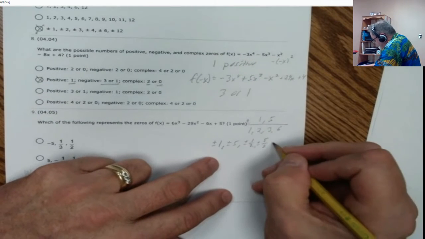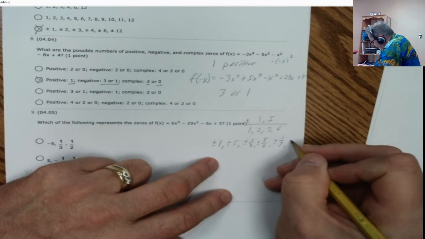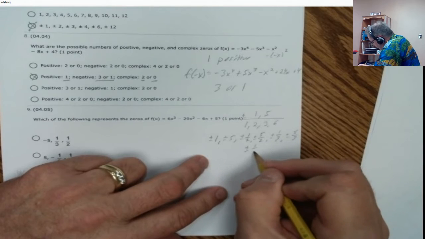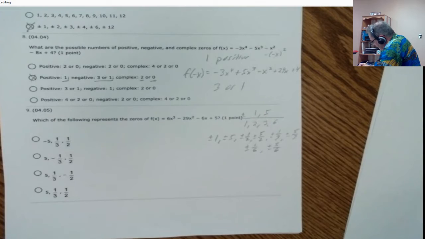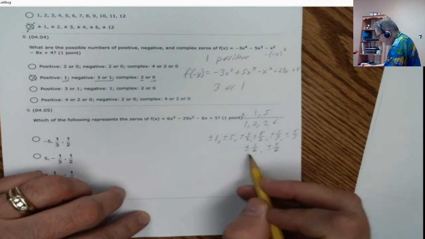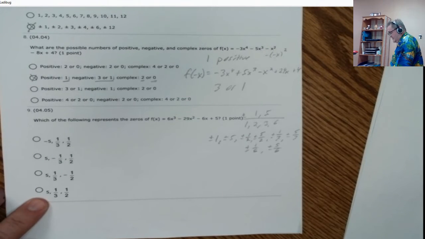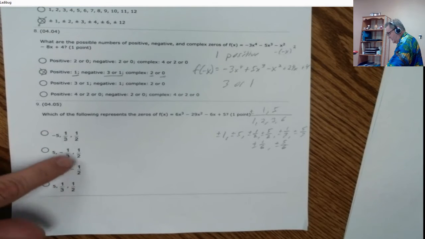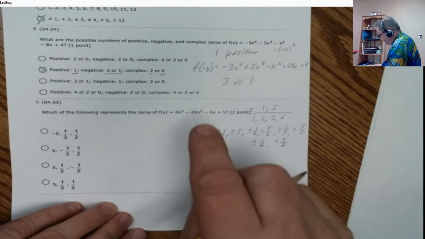Okay, and then we have plus or minus 1 over 3, and plus or minus 5 over 3, and plus or minus 1 over 6, and 5 over 6. So there's all the different possible real roots. 1, 2, 3, 4, 5, 6, 7, 8. So there's 16 of them, considering the positives and the minus. Now this has narrowed the choices down for us. It's either 5 or negative 5. It's either 1/3 or negative 1/3. It's either 1/2 or negative 1/2. So it has narrowed the choices down for us.